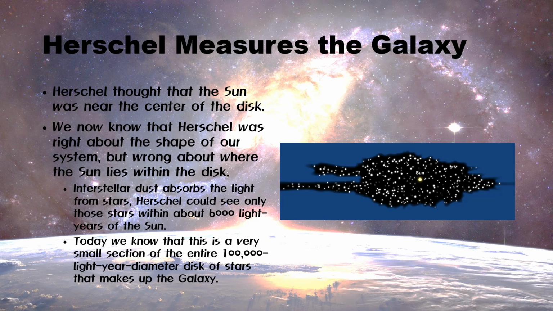Interstellar dust absorbs light from stars, so Herschel could only see those stars within about 6,000 light years of the Sun. Today, we know this is a very small section of the entire 100,000 light-year diameter disk of stars that makes up our galaxy.